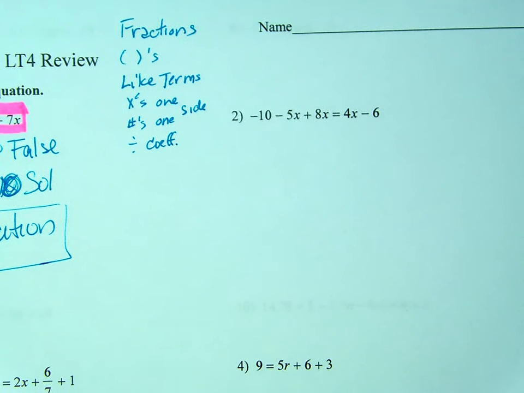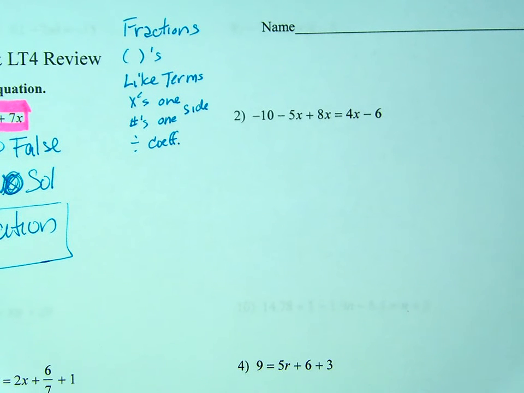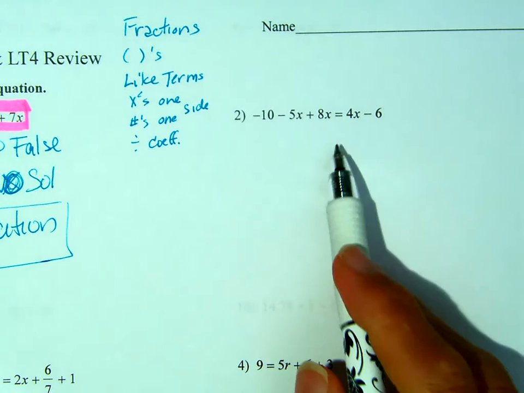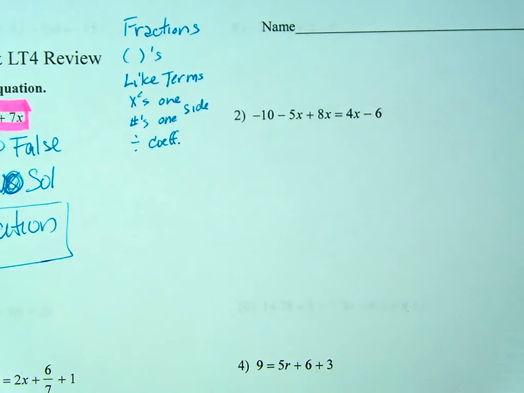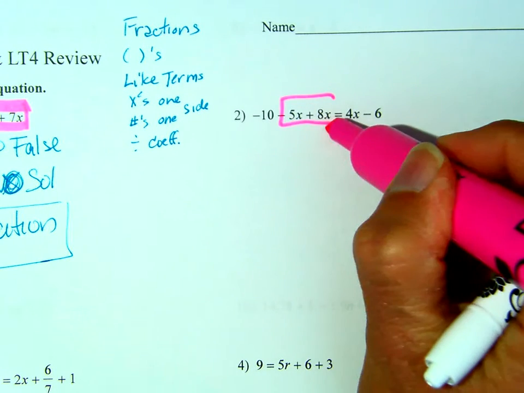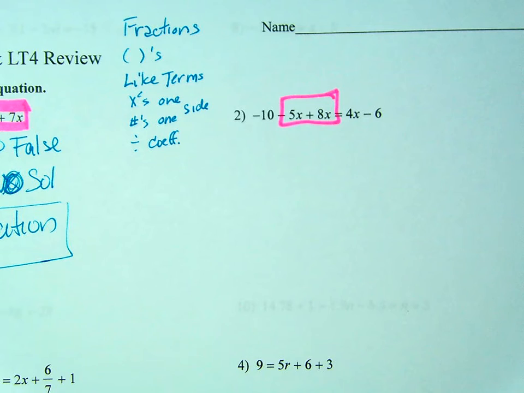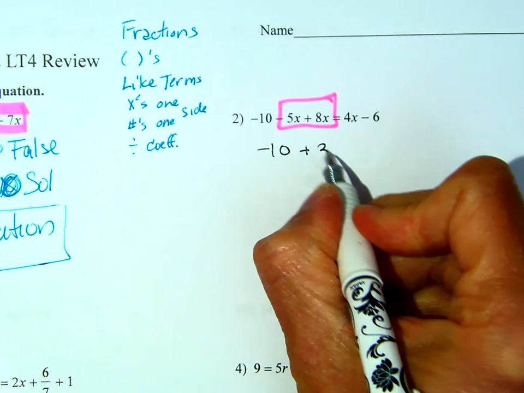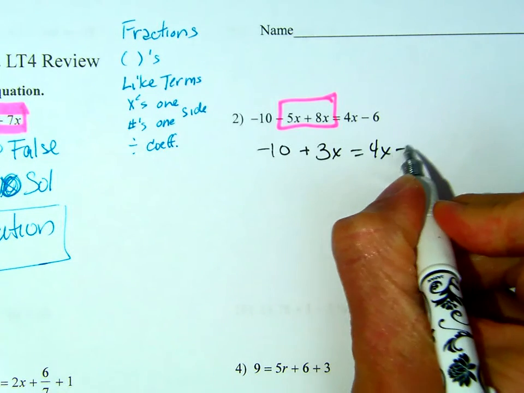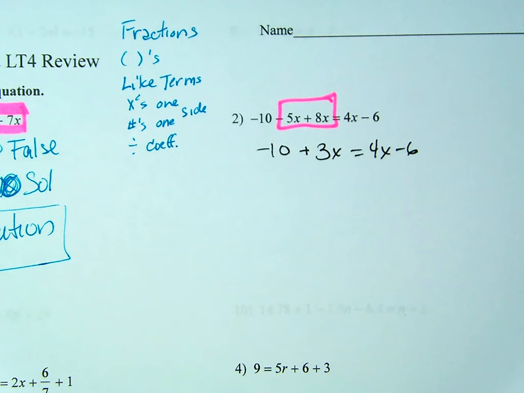Okay, next one. Like I said, pause, try to figure it out, and then come back and see if you got it right. No fractions, no parentheses, going for the like terms. So I notice that there's like terms right here. There's my like terms. So I'm going to combine those first. So I get negative 10 plus 3x equals 4x minus 6. So I combine my like terms on the left side. There's nothing to combine on the right side.